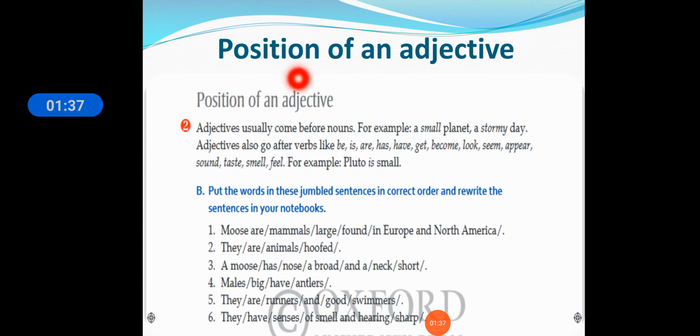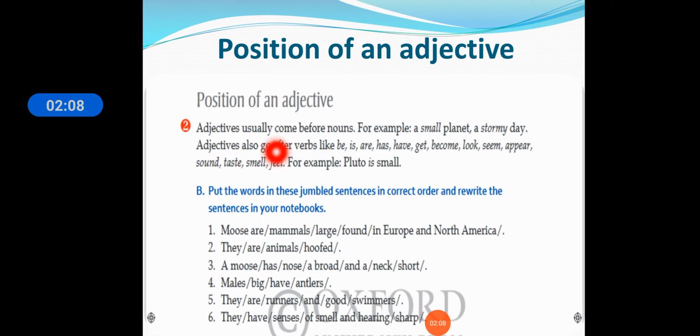We have also seen the position of an adjective. What is the position of an adjective? It comes before a noun and after verbs. If it comes before a noun, for example, a small planet. Planet is a noun, so small is an adjective. How is the planet? Small. A stormy day. So, how is the day? Stormy. Next, it comes after verbs.